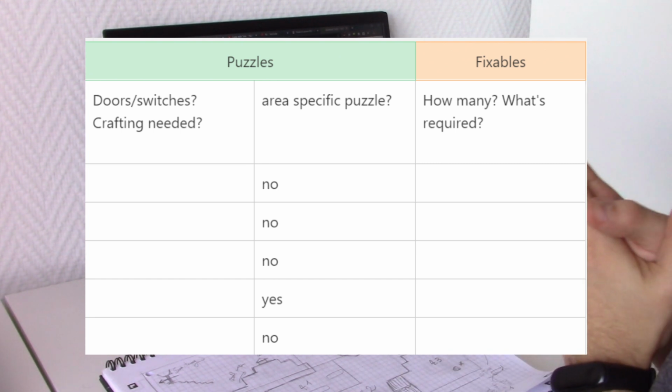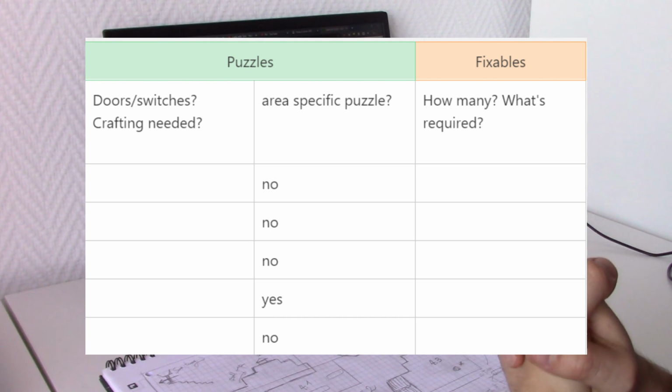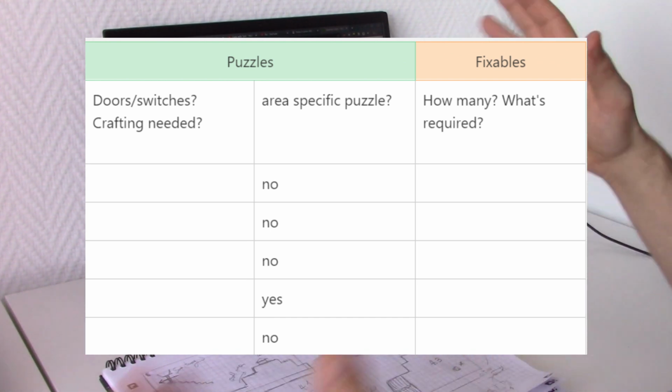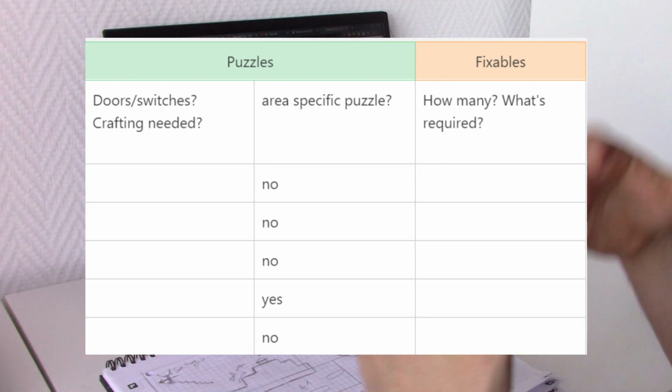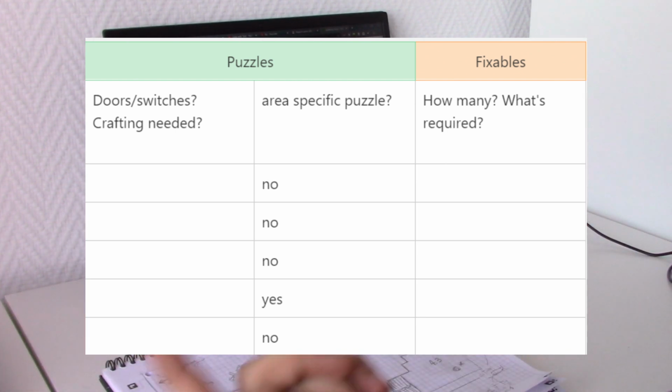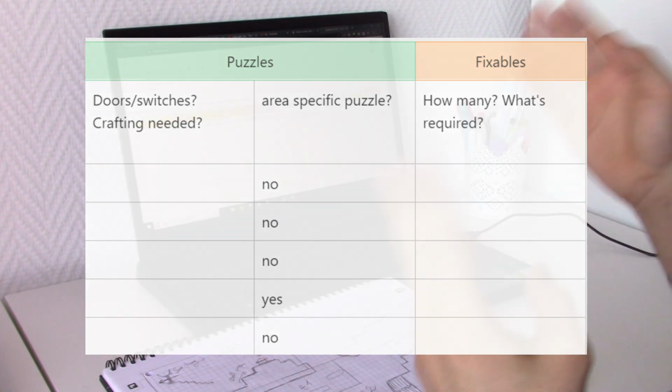The very last column is for what I call fixables. Basically the idea here is that I'd like for you to fix the ruins. So across the map, there are going to be some points where you can fix the ruins with the items that you craft. And so I need to have a way to track that. So I'm going to put in here the number of fixables and what is required to fix those fixables.